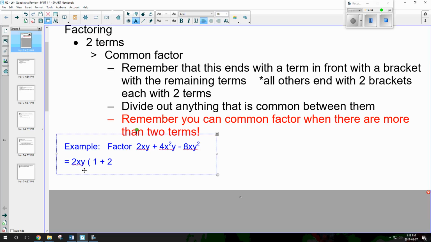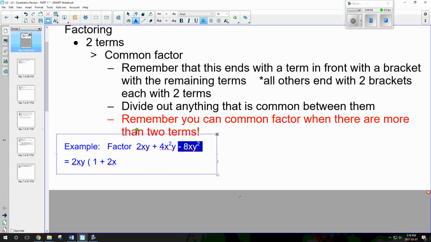X squared divided by x. Remember, x squared means that there's 2 x's sitting there, and we're taking one of them out front. So that means that there is 1 left. And then for our y's, we have 1 y sitting here, but we took 1 y out front, so there aren't any more y's left with this term here. So we're just left with 2x.